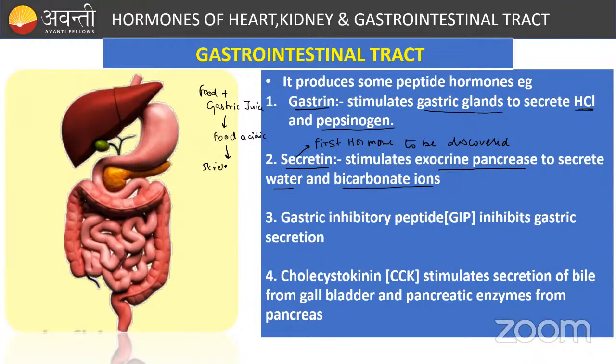Secretin is produced in the duodenum of the small intestine. So once the acidic food reaches the small intestine, secretin is produced by the duodenum, which acts on the exocrine pancreas to secrete water and bicarbonate, in order to neutralize this acidic food.